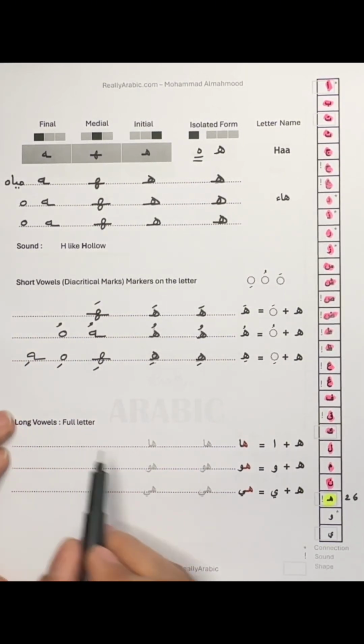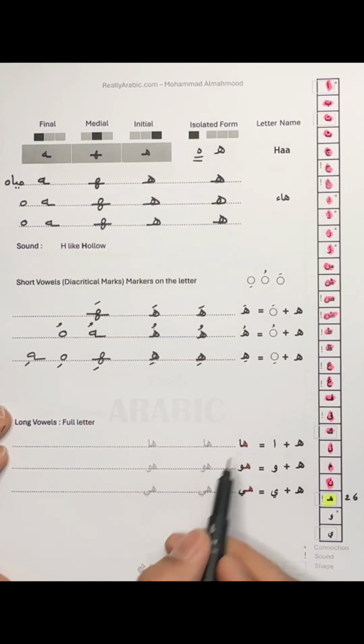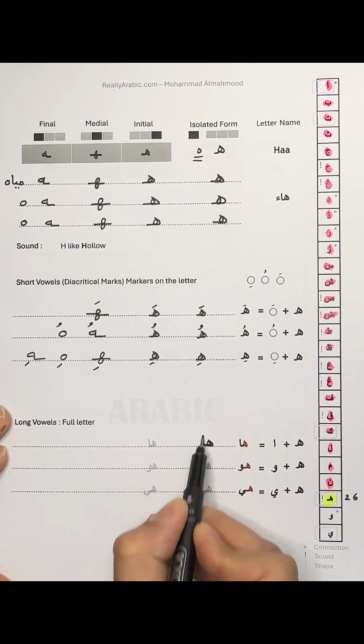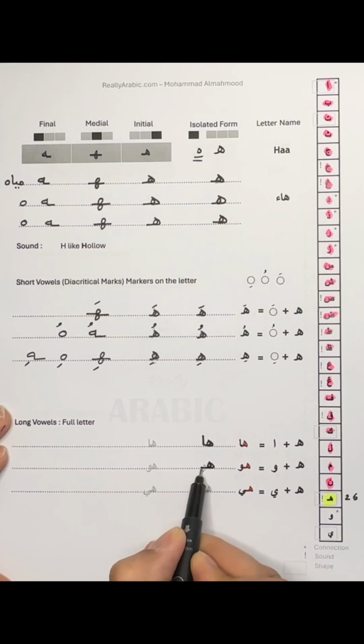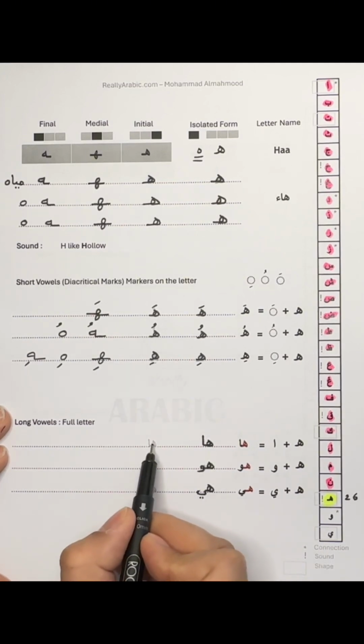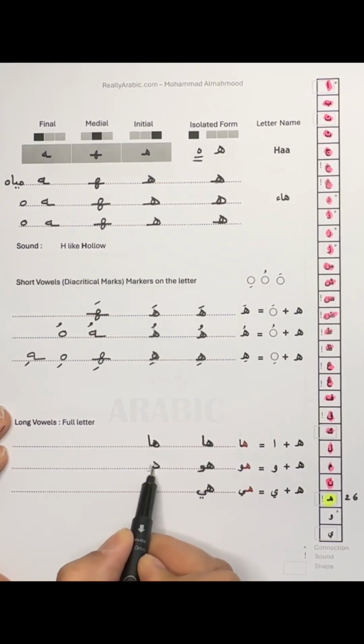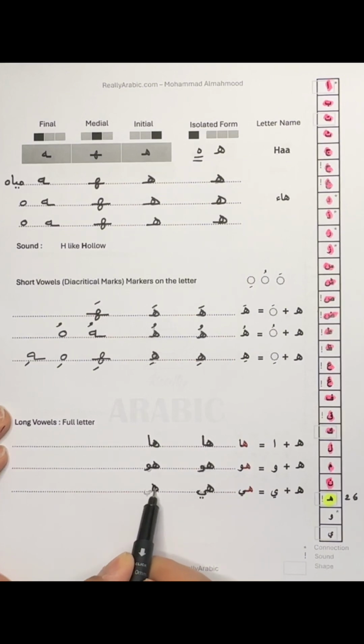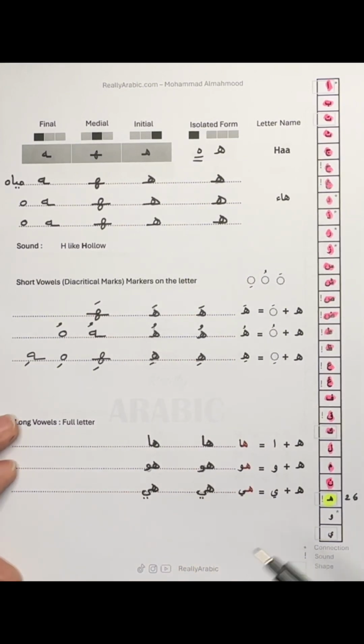Okay? With the long vowels, then the sound will be longer. So ha, hu, he, ha, hu, he, like a laugh. Ha, hu, he. Okay? So quick recap with the sound with the diacritical marks.